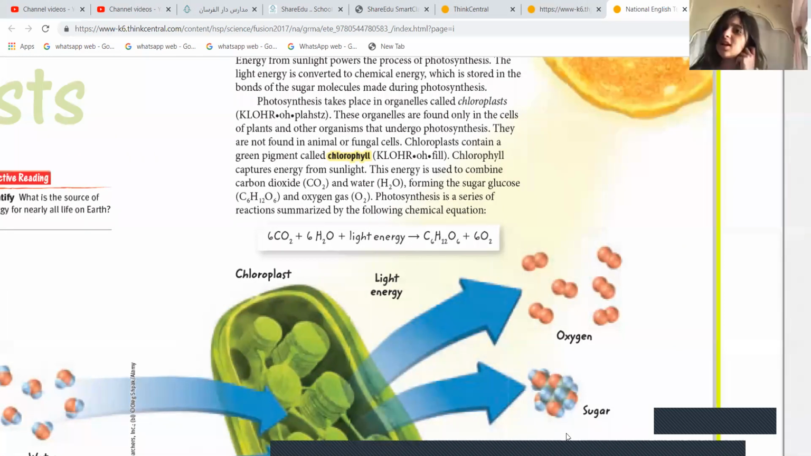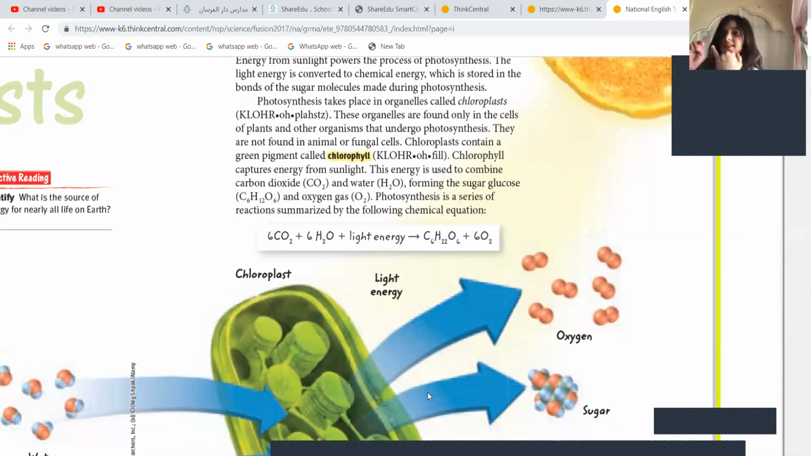I didn't understand. Oh, yeah, I will explain to you tomorrow. Just for today, you must know CO2 is carbon dioxide, and water and light. Plants need carbon dioxide, water, and light to make their own food and give sugar and oxygen. Sugar is C6H12O6, and oxygen. Okay?